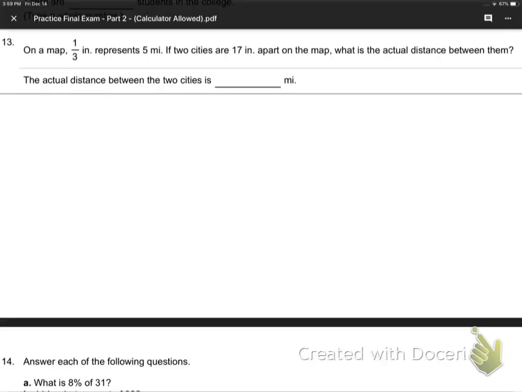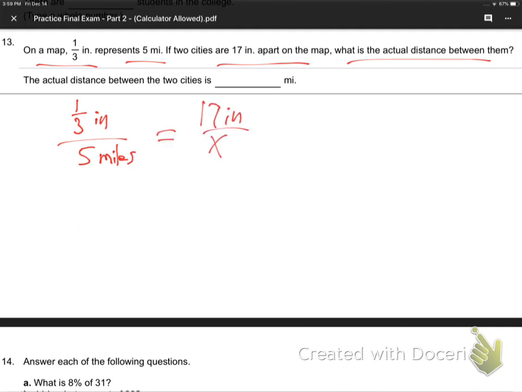Okay, number 13, on a map, 1/3 of an inch is 5 miles. Two cities are 17 inches apart. What's their actual distance? So 1/3 of an inch for every 5 miles equals 17 inches for X miles. I want to find out how many actual miles. So see how we just set up a ratio of units? Inches over miles is inches over miles. And then we solve that by cross-multiplying diagonal, diagonal.